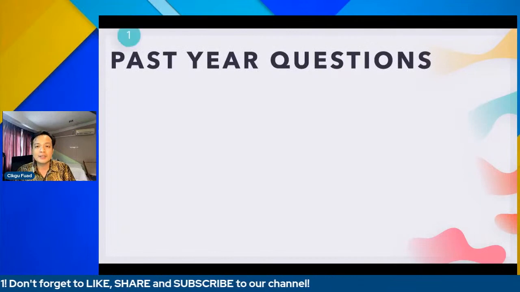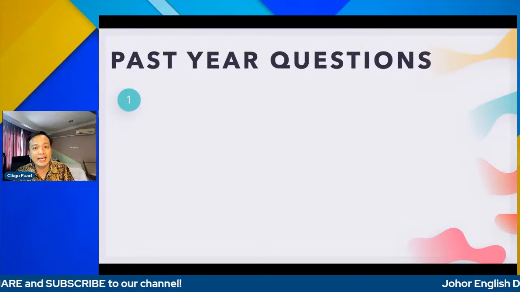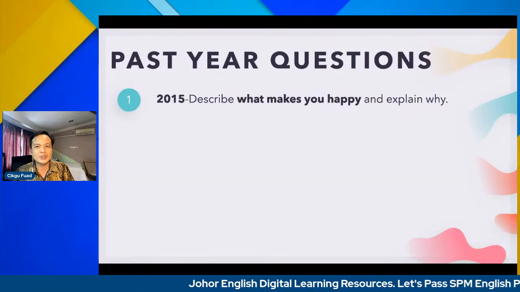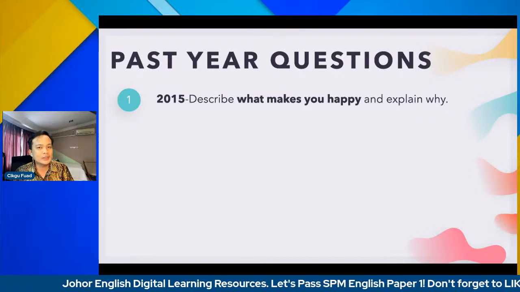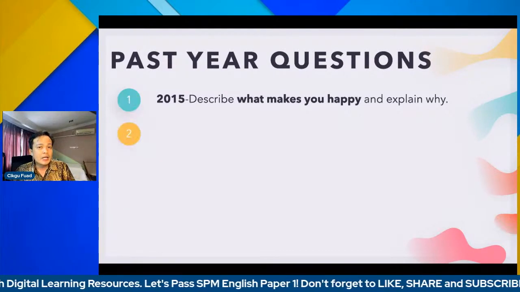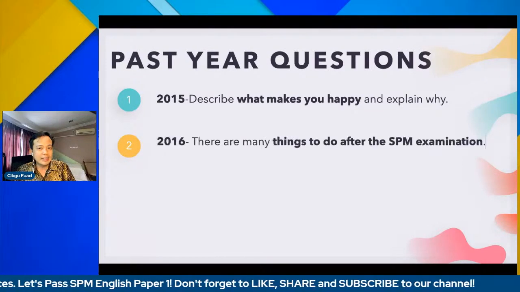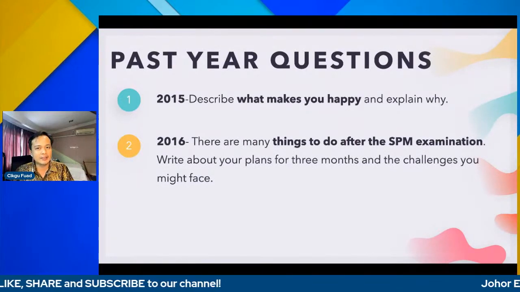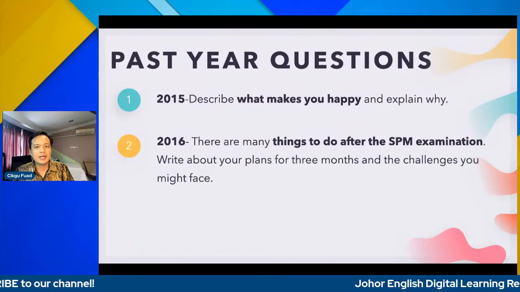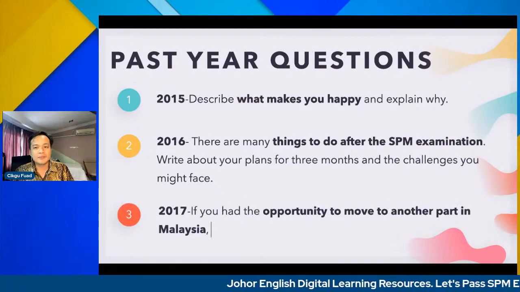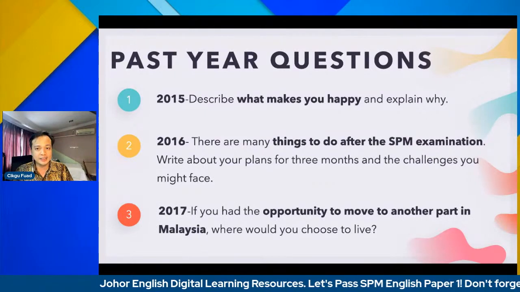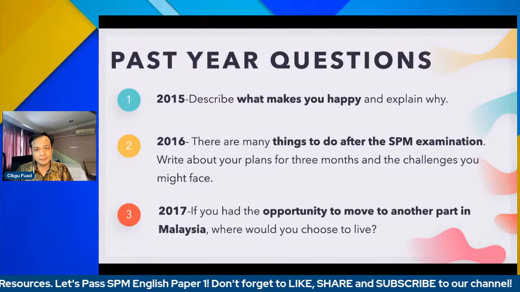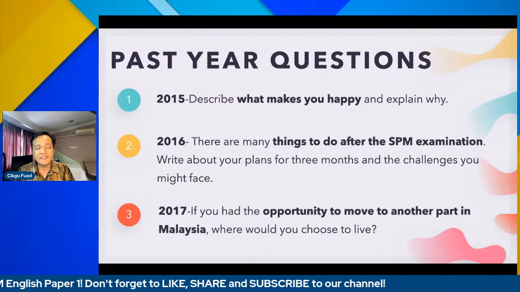Now let us look at past year's questions on reflective essays. Example number 1, in 2015: describe what makes you happy and explain why. Here we're talking about what makes you happy. Question number 2, in 2016: there are many things to do after the SPM examination. Write about your plans for 3 months and the challenges you might face. And in 2017: if you had the opportunity to move to another part of Malaysia, where would you choose to be?